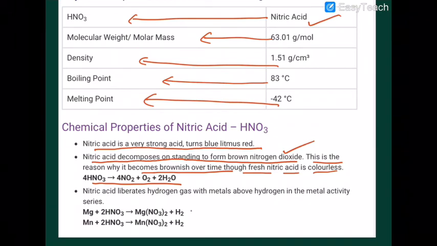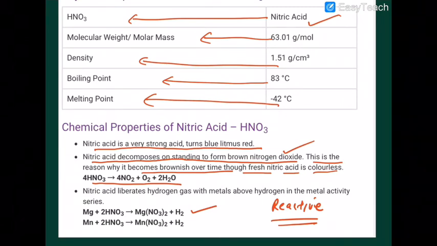That is very, very interesting: all the reactive metals should give hydrogen when reacting with nitric acid, but that does not happen in the case of nitric acid. Only magnesium and manganese will provide you hydrogen.